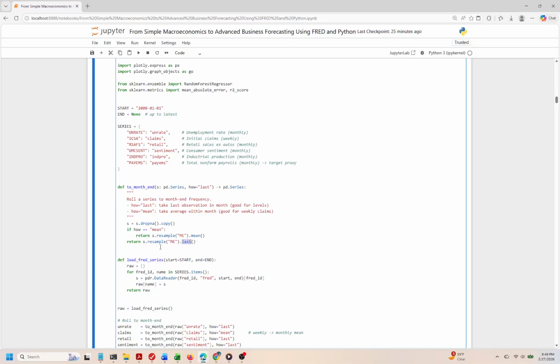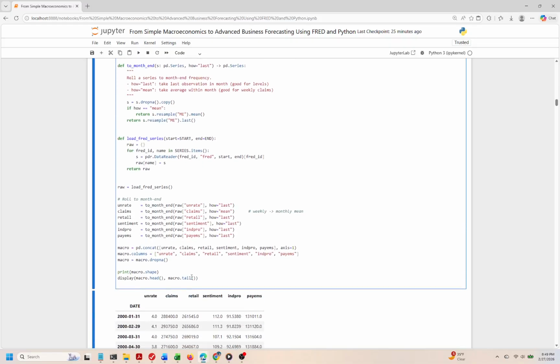Next, the load Fred series function fetches the raw data and assembles it into a dictionary that organizes the various economic indicators. By iterating through this dictionary, we create a structured dataset that is representative of the current economic climate. Once the data is loaded, we prepare it by applying the to-month-end function to each economic indicator, transforming them into a uniform monthly format. At this stage, we concatenate all the series into a single data frame, renaming the columns for clarity. Importantly, we also remove any entries with missing values, which can skew our analysis later on.